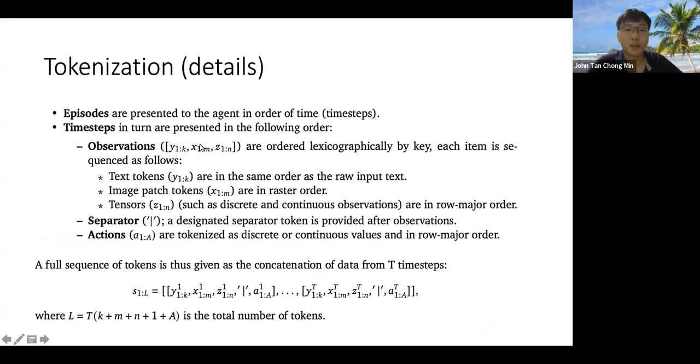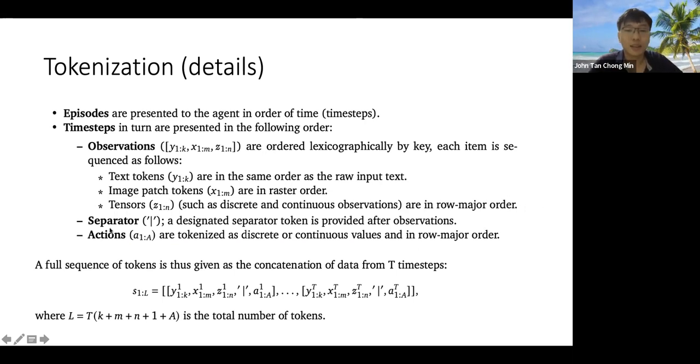We encode all the observations in time order. Text is in the same order as the raw input text. Images are in raster order, which means row and then column. Tensors are in row major order. This is the default TensorFlow one.